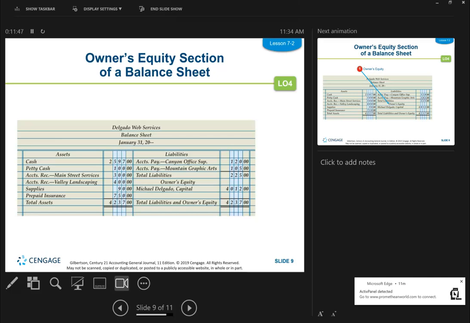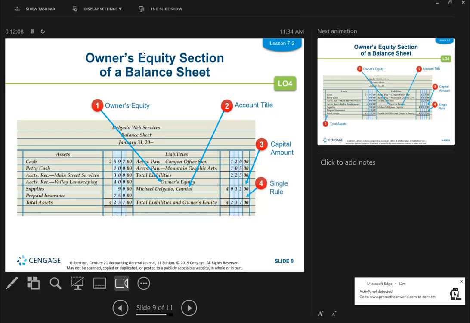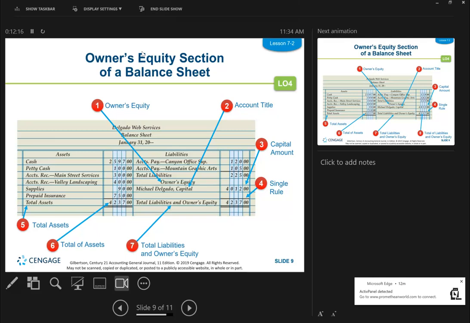So our completed worksheet here, we have our assets. Okay. We have, including our owner's equity report here, the account title for capital, capital amount, single rule. We total up our assets. We have a new final title here, total liabilities and owner's equity. How are we getting that number of 4,237?